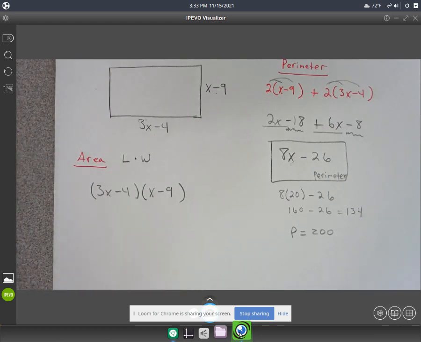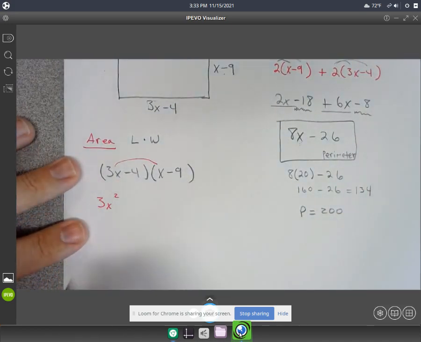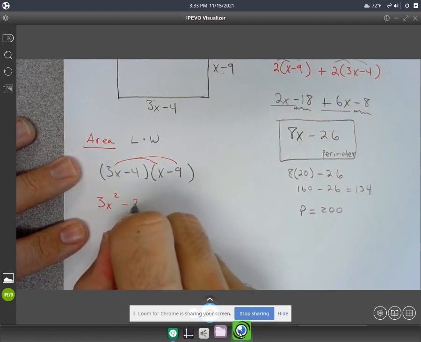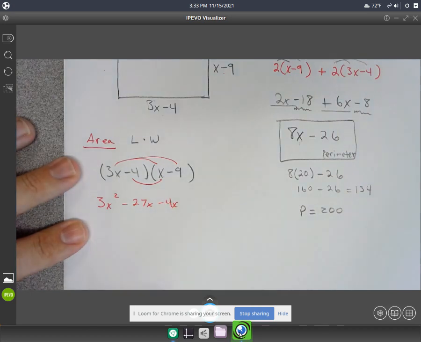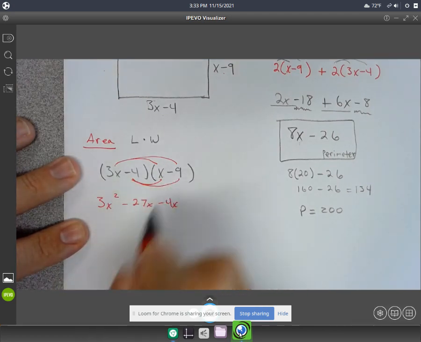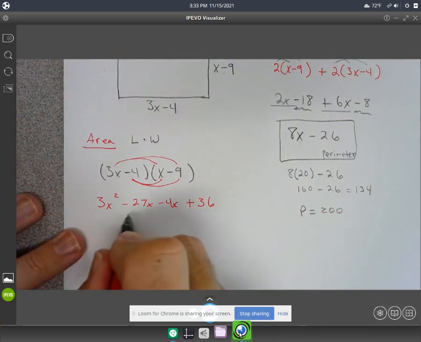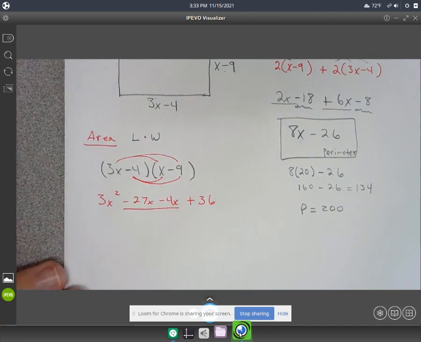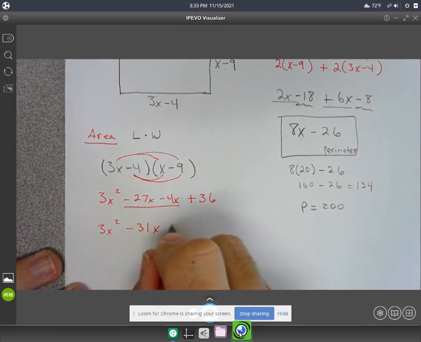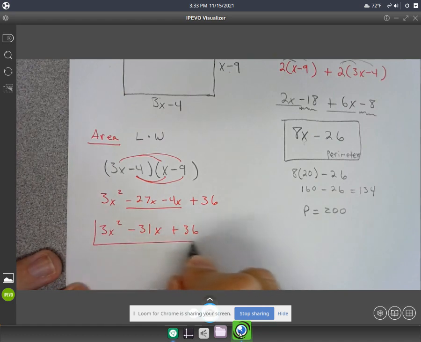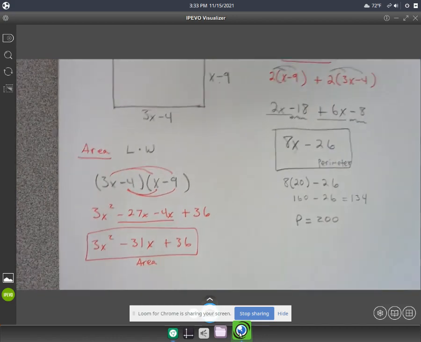So I've got to do double distributive property here. 3x times the x will give me 3x squared. 3x times the negative 9 will be negative 27x. Negative 4 times x will be a negative 4x. And then the last bit is negative 4 times negative 9, which is positive 36. And then these two guys right here will give us negative 31x. And this would be the formula that represents the area of our rectangle.